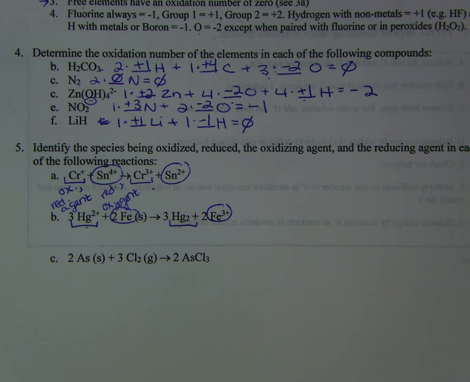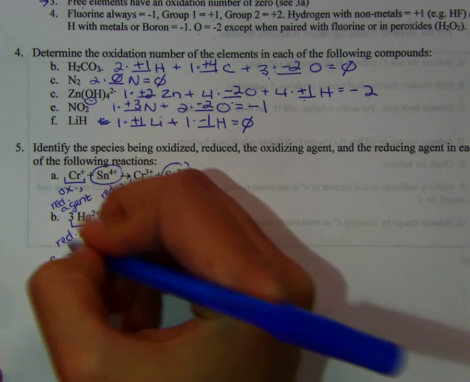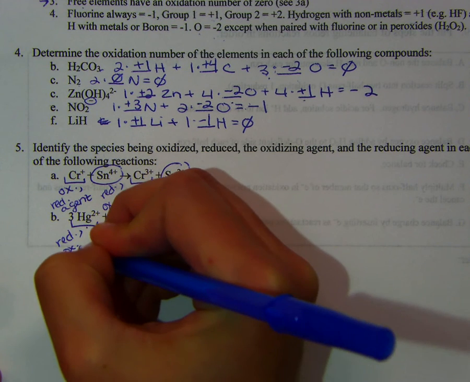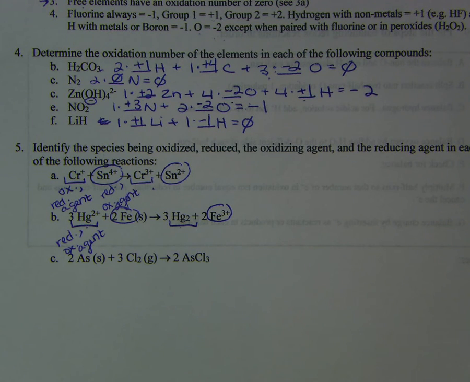If I've got 2+ to 0, it's becoming more negative. I've gone from a positive to no charge. So that means it's becoming more negative. If it becomes more negative, it means it had to have gained electrons. If it's gaining electrons, it must have been reduced. If it's being reduced, it's the oxidizing agent. Next, we can kind of guess that this means that iron is going to be our reducing agent. We're just going to check.